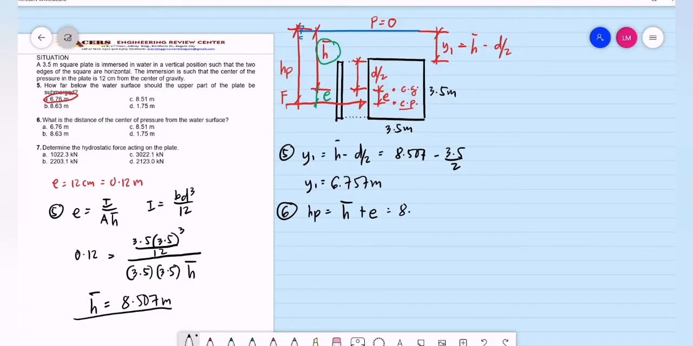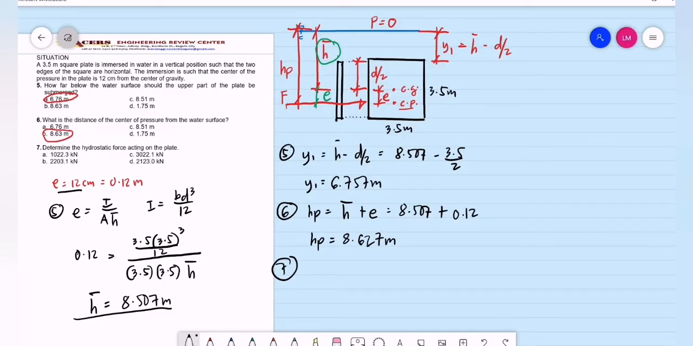So we have 8.507 plus, given naman yung eccentricity, we have 0.12. So H sub P is now equal to 8.507 plus 0.12, that is equal to 8.627 meters. On our choices, 2 decimal places again, that is equal to 8.63. Letter B. Then we have question number 7.